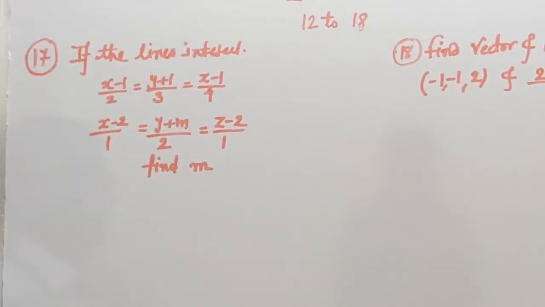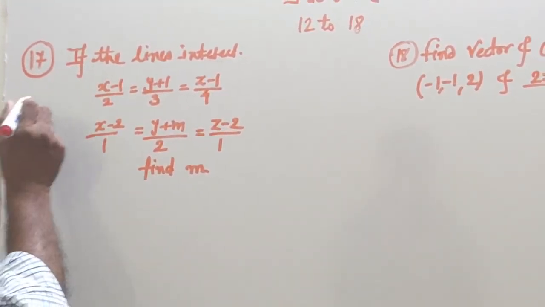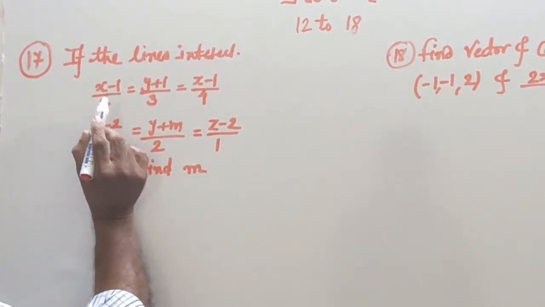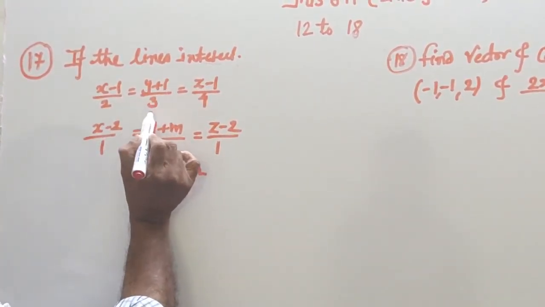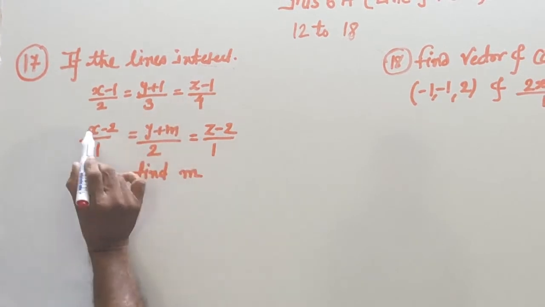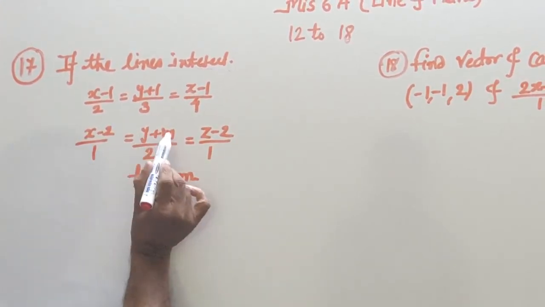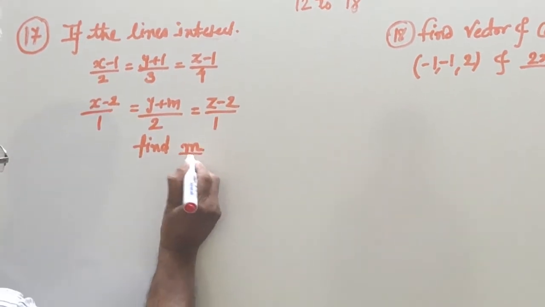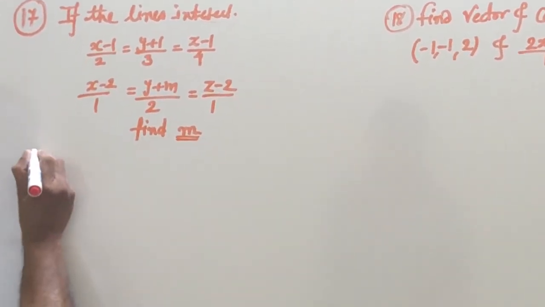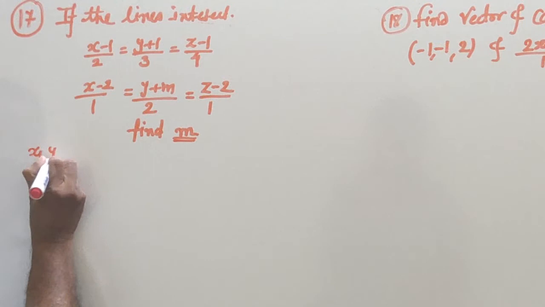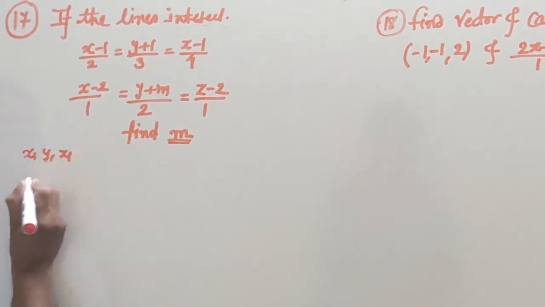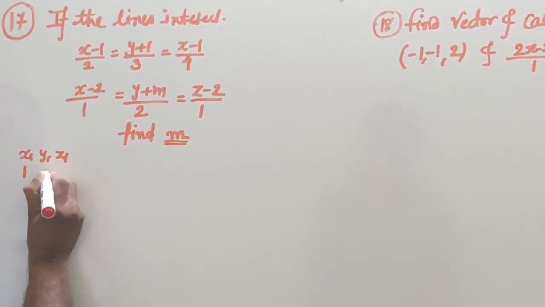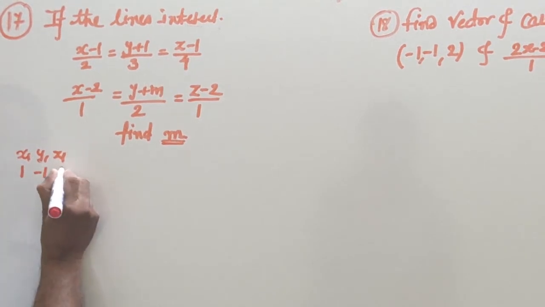Okay. Now we are going to solve problem number 17. If the lines (x minus 1)/2 = (y plus 1)/3 = (z minus 1)/4 and (x minus 2)/1 = (y plus m)/2 = (z minus 2)/1 intersect, find the value of m. Again I am writing here x1, y1, z1. What is the value of x1? It is 1. This is minus 1. Again 1.